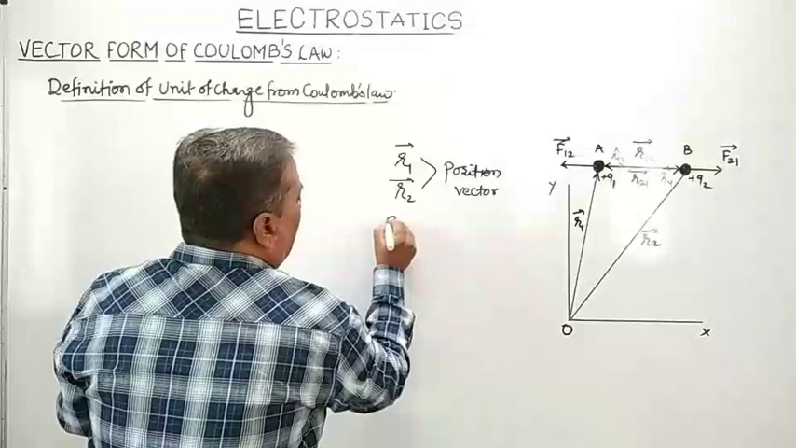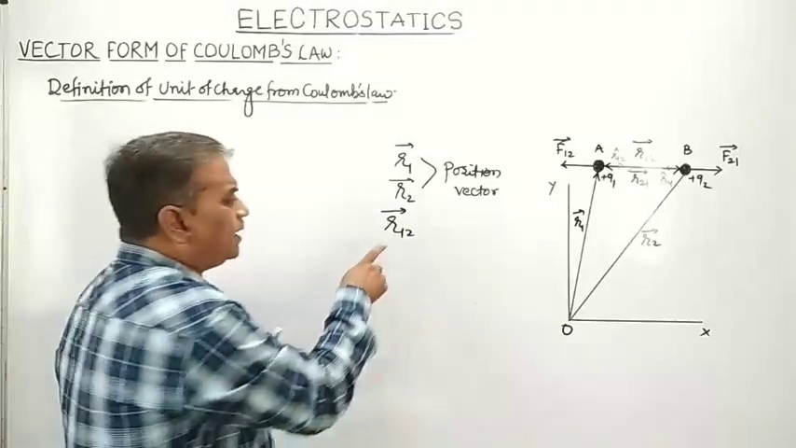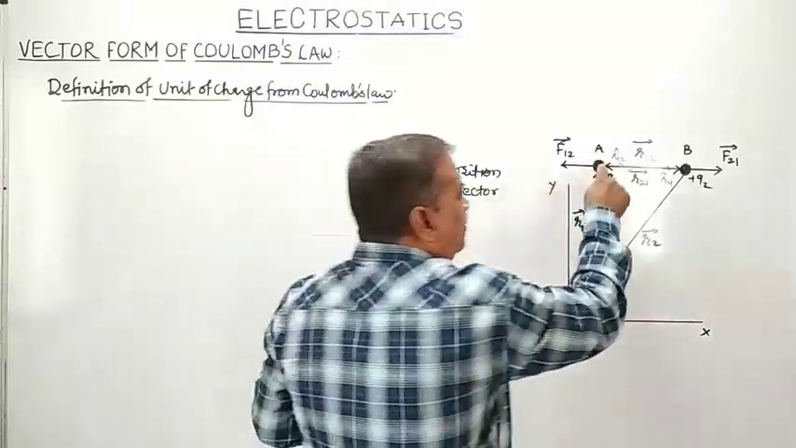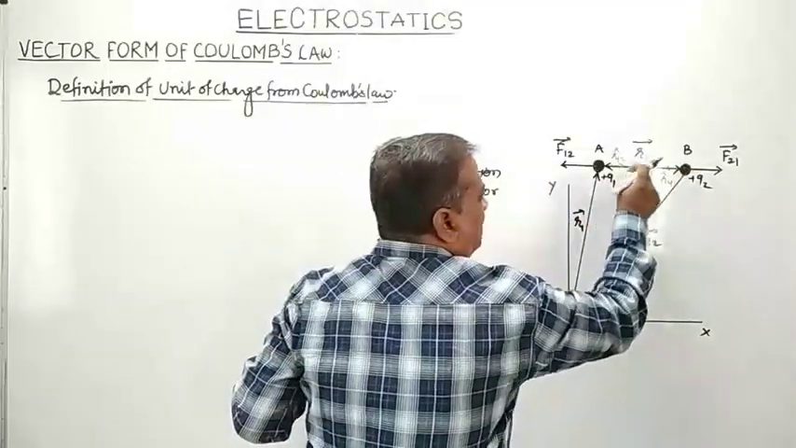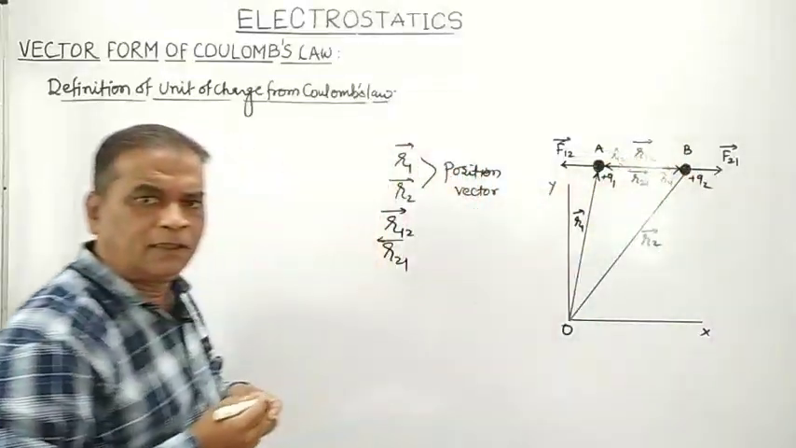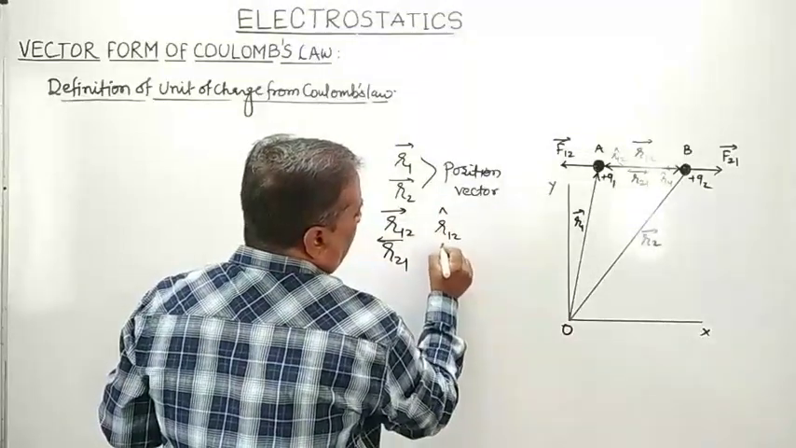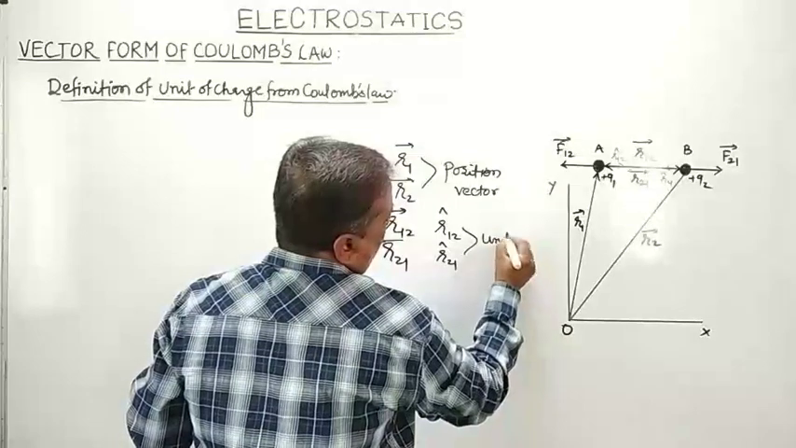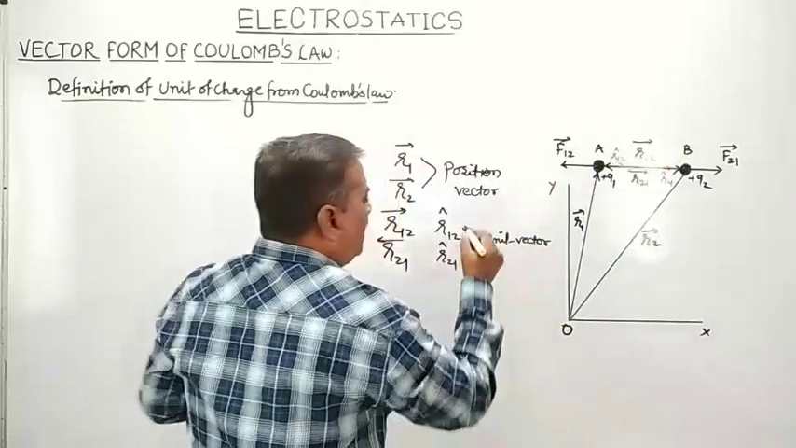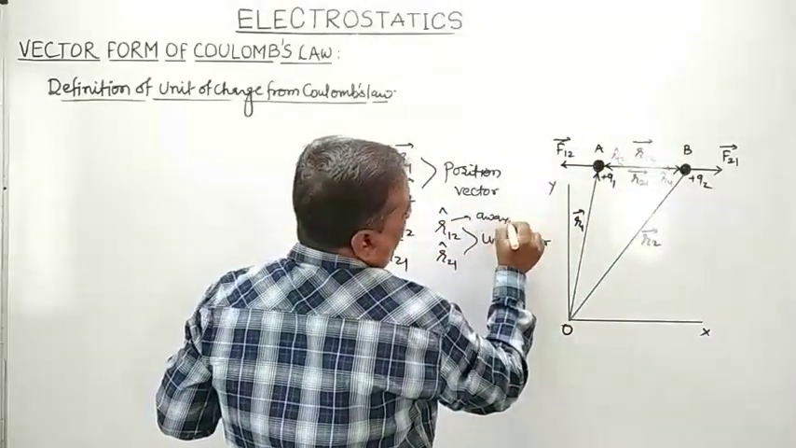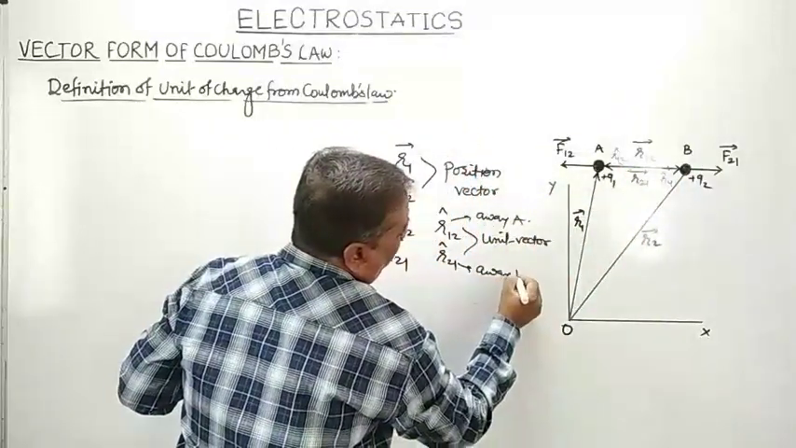As far as vector r12 is concerned, it is a vector pointing from A to B. r21 is a vector pointing from B to A. See here, r12 and r21. r12 cap or r21 cap means they are representing unit vectors. How is the direction of r12? r12 is directed away from A, while r21 is directed away from point B.